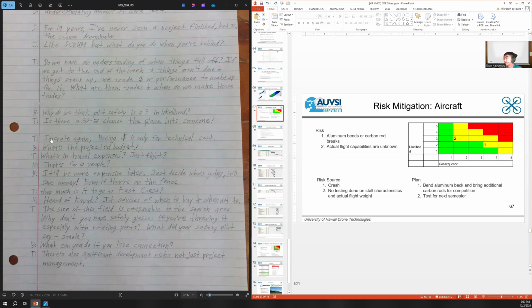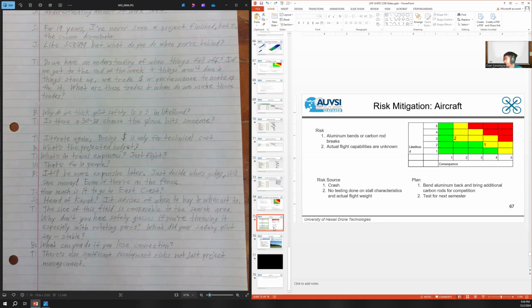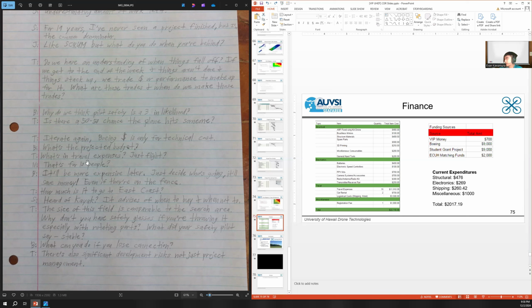Other general comments we got is just to remind us Boeing money is only for technical costs, so we can't use it for travel to go to the competition. Projected budget, we had one down here. Travel expenses, it's listed here at a high level, but this includes plane tickets and hotel, I think. And this is for 10 people. I believe it is for 10 people, and the cost is probably more expensive later. We should decide who's going, and then we can save money. And just put people written down, even if they're on the fence.